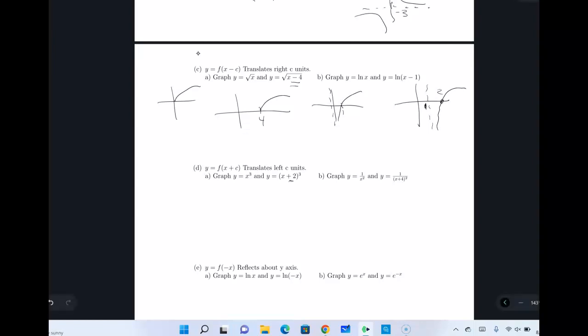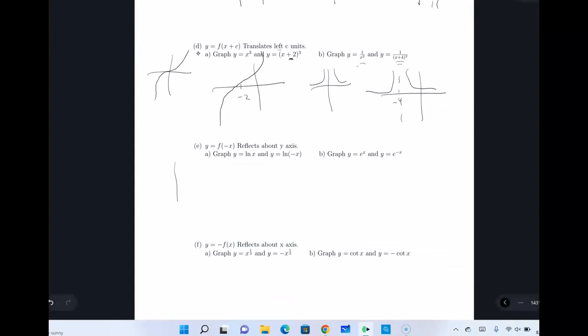All right, if it's on the inside and we've got addition, we move to the left. So y equal x cubed, you know, looks like this. So to the -2 is going to look something like that. 1 over x squared, you know, looks like this. So if it's x plus 4 squared, the asymptote's going to be at -4. And so it'll both be like this.